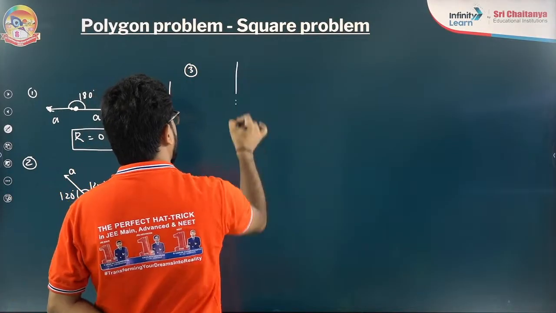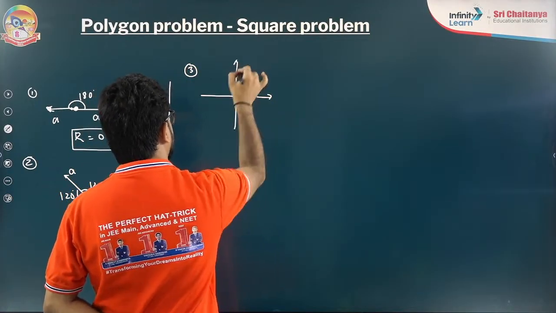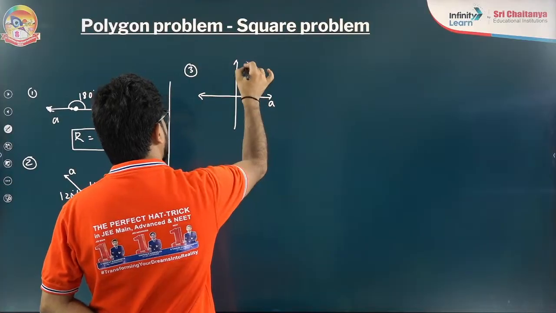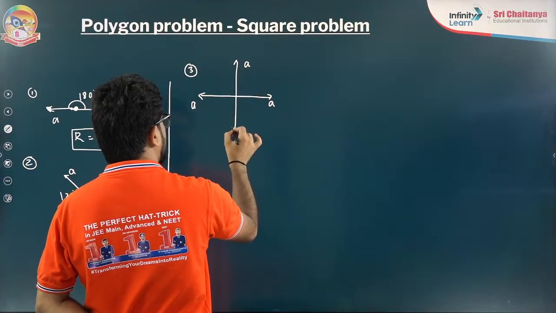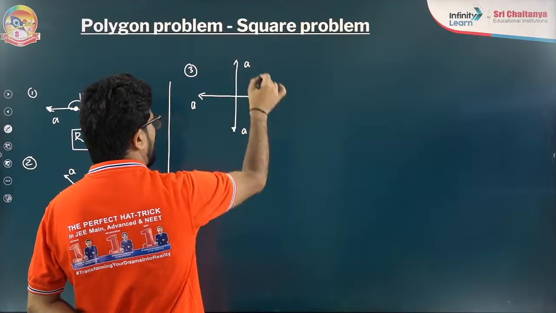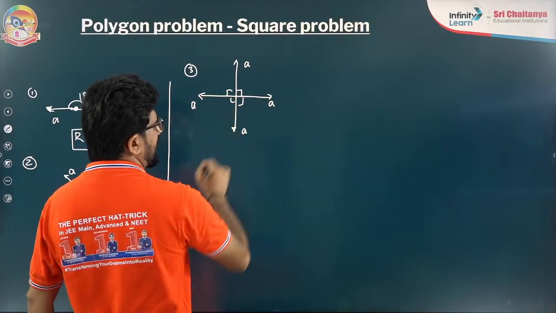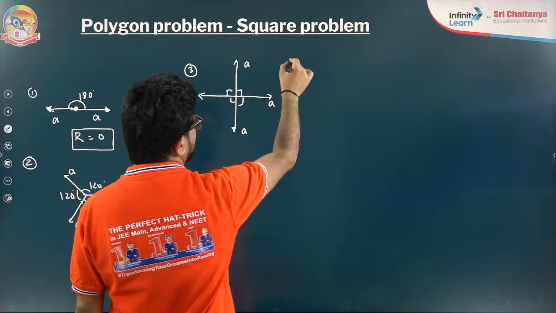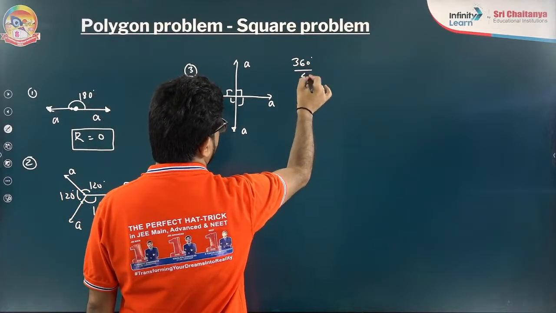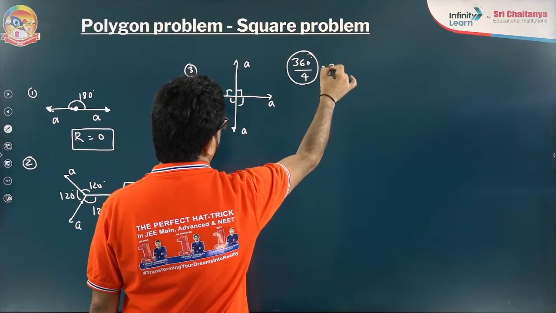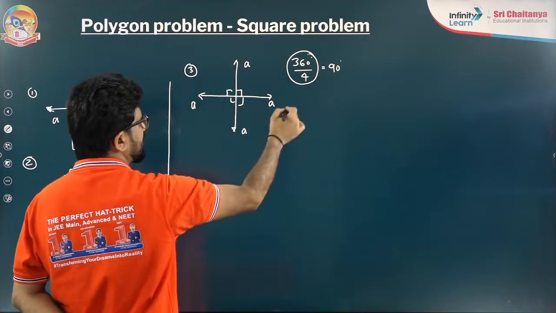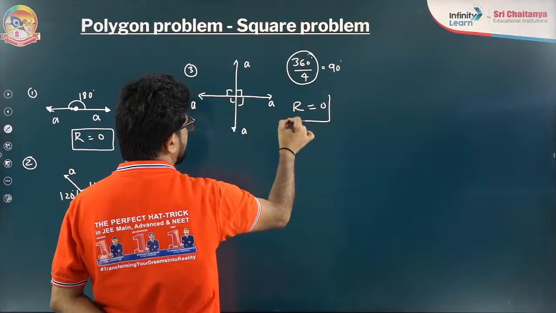Now this is the third case. Suppose there are four vectors, each equal to A. If all are equal and the angle between them is 90 degrees, how am I getting 90? 360 degrees divided by 4, because there are four vectors, that is equal to 90 degrees. So what is the resultant? The resultant is again equal to 0.